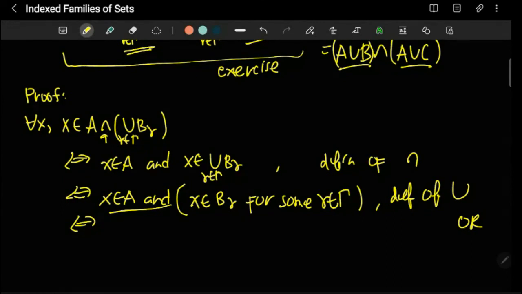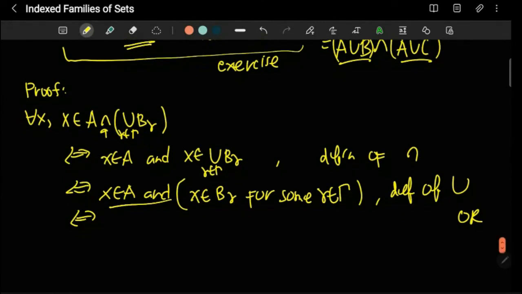So by the distributive law, that's just x is in A and x is in B gamma for some gamma. Okay, so you're just distributing x is in A over all the statements x is in B gamma, because this statement means either x is in B1 or x is in B2 or x is in B3 or x is in B4 and so on. So just in a general scenario, you can distribute x is in A the same way as you distribute this in two sets.